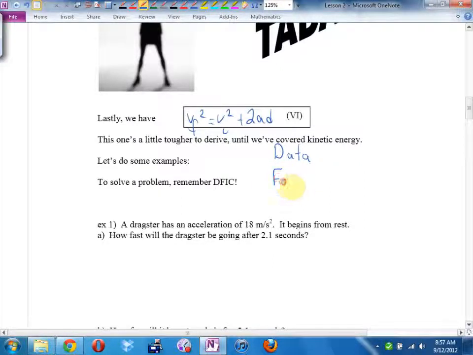F stands for, hey, find an equation that has all of the stuff that you know in it. Oh, and if it also has what you're trying to find, even better. I stands for insert the numbers, insert the data. And then C, calculate. So acronym number 1, Sean, when I'm solving a problem, DFIC.